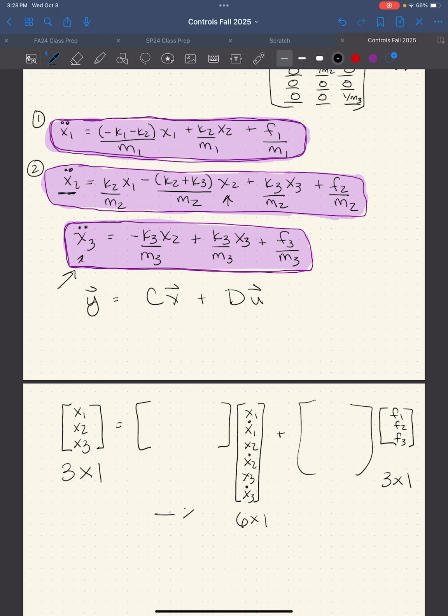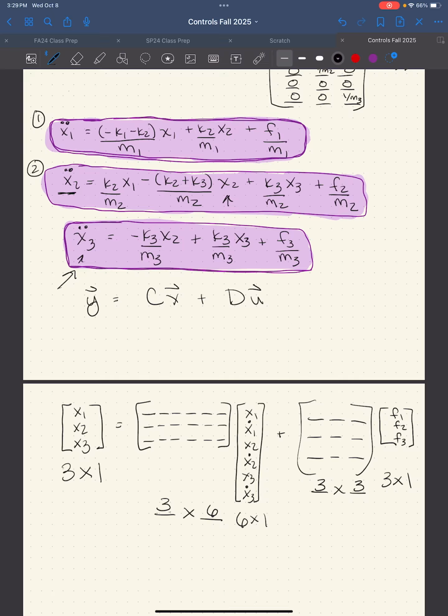So this C matrix needs to have a 6 here and a 3 here. So it has 3 rows, 6 columns. And then this one over here better be 3 there and a 3 there. So 3 by 3.